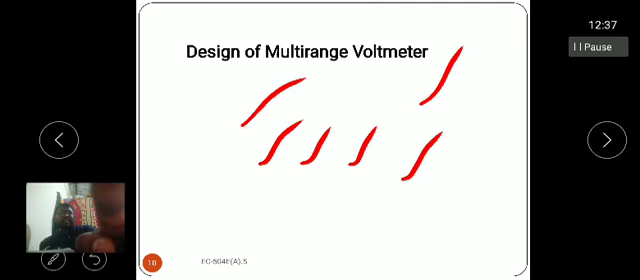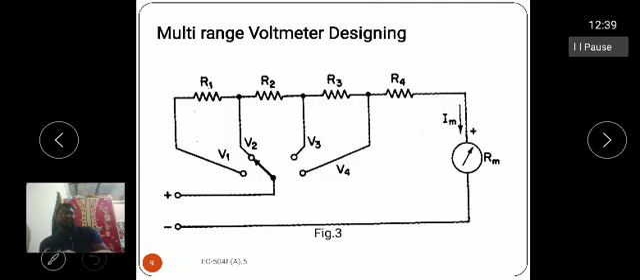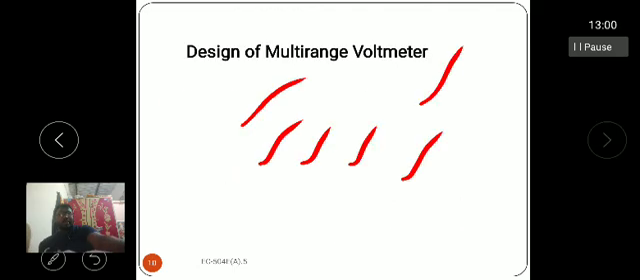Again I am showing the circuit diagram here: V1, V2, V3, V4. For example, if connected at one point, these two are connected in series; at another, these three are connected in series; across V1, these are all connected in series; and at V4, these two are connected in series. In this way, we calculate the resistance values.